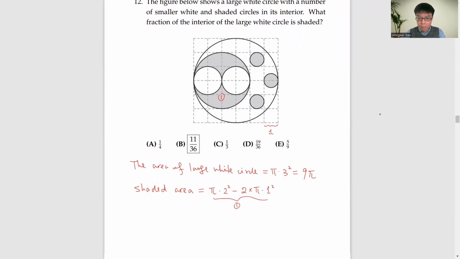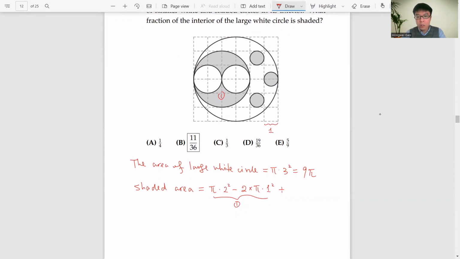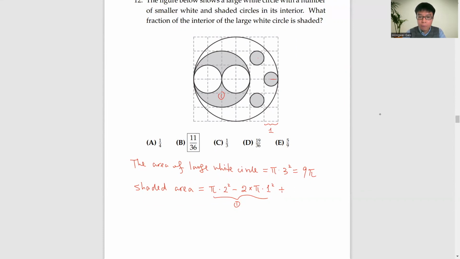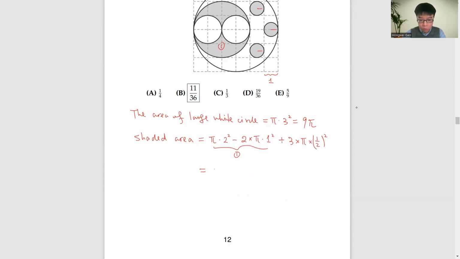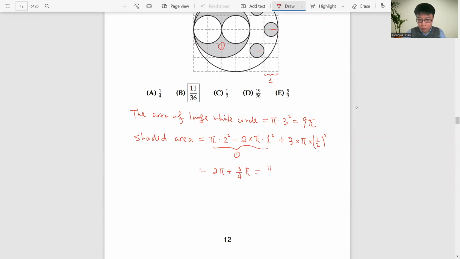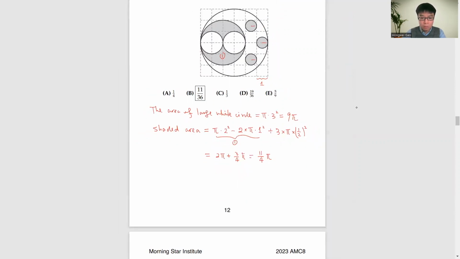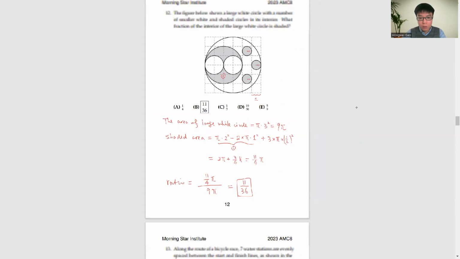And now we also have the second part that consists of 3 small circles with radius 1/2. So it's 3 times pi times 1/2 squared. In this way, we got a shaded area, which is 2 pi plus 3 over 4 pi. It is equal to 11 over 4 pi. Now the answer comes out as follows. The ratio is their fraction, so 11 over 4 pi over 9 pi, which is 11 over 36. So the answer here is B.